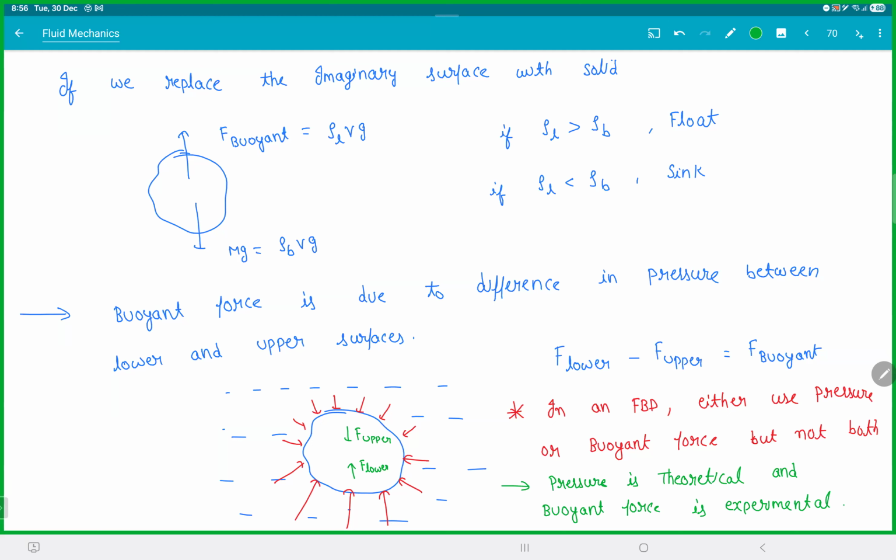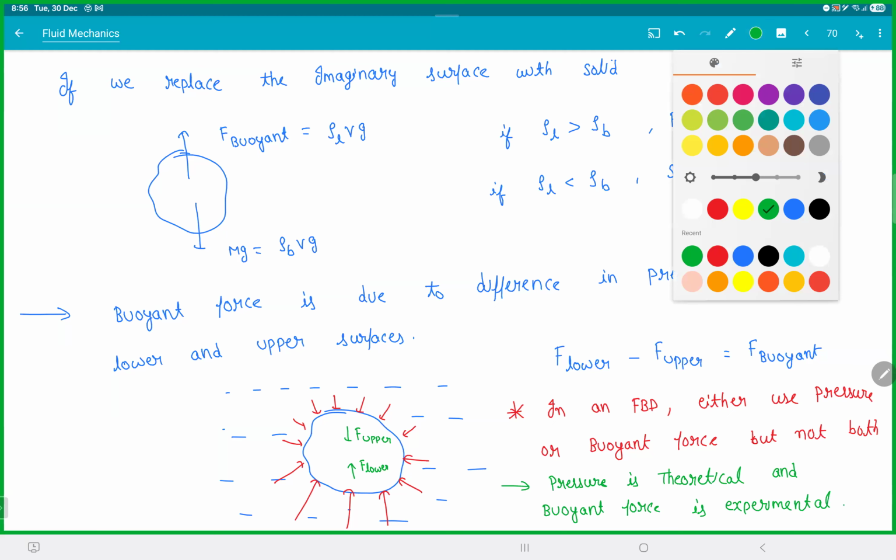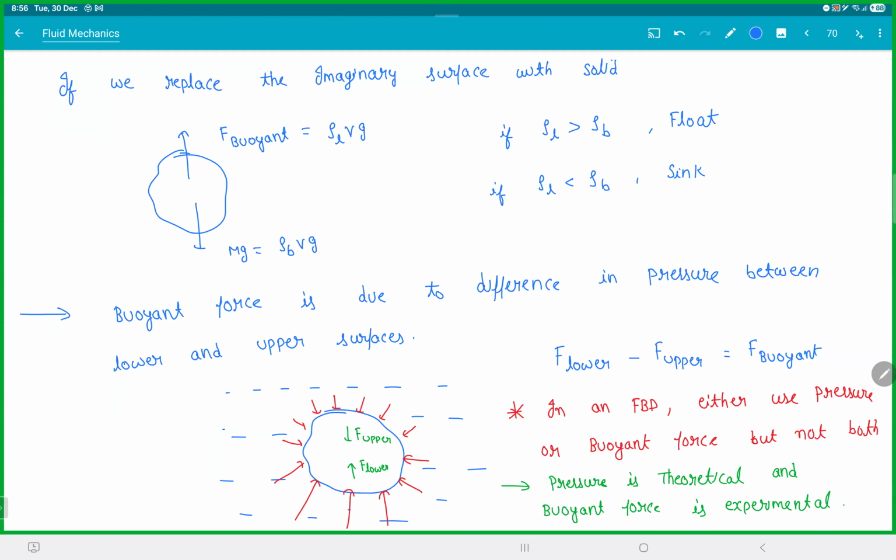So let me give an example. Let me solve a question with both of them, using buoyant force and pressure. I think that should make things more clear. But any doubts on this page? All clear with this? Trishi, clear? Yashvi, Shriyansh, Advay, clear?